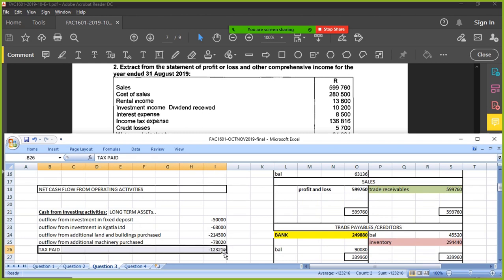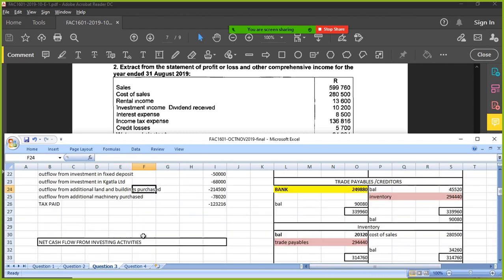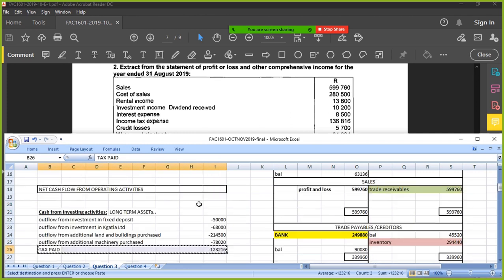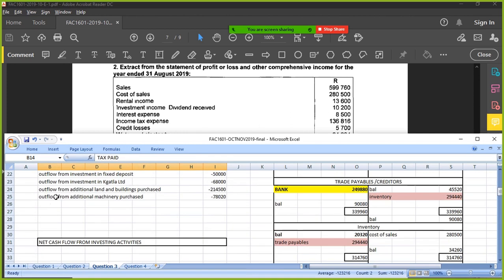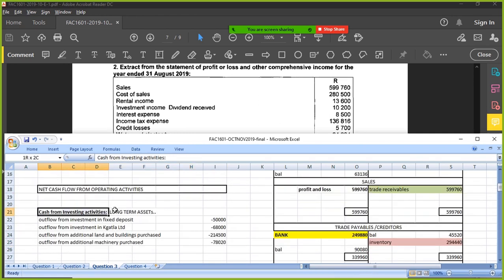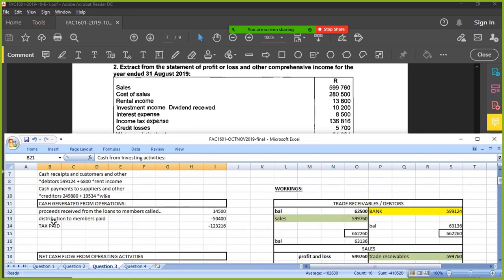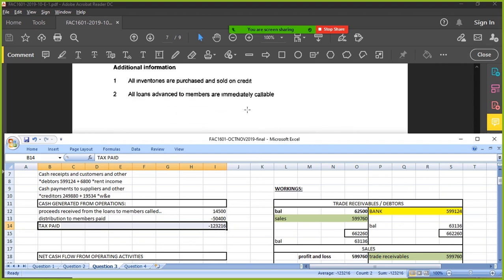Tax paid goes there. Ooh, hold on. Why did I write it there? Sorry. Cut. Paste. Okay, it's definitely not investing. Yeah, it needs to go under operating. Okay. All right, let's go back.